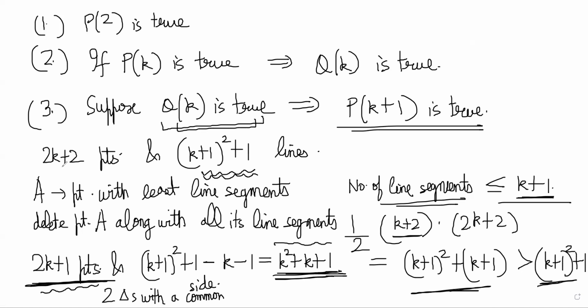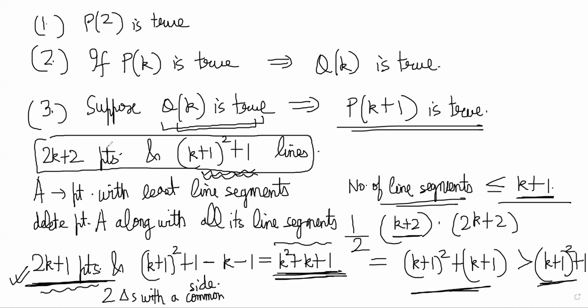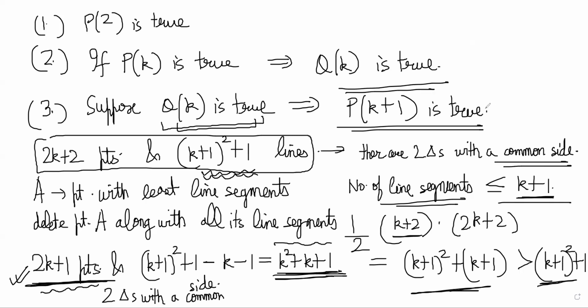So since in this situation, we have deleted a point and gotten a situation where Q of k is true, which implies there are two triangles with a common side, we know that here also there are two triangles with a common side. And therefore, we have established the truth of P of k plus 1. P of k plus 1 is now true, right? So now notice what has happened. We have basically said base case of P of 2. If you assume P of k, we have proved Q of k is true. And if you assume Q of k, P of k plus 1 is true.